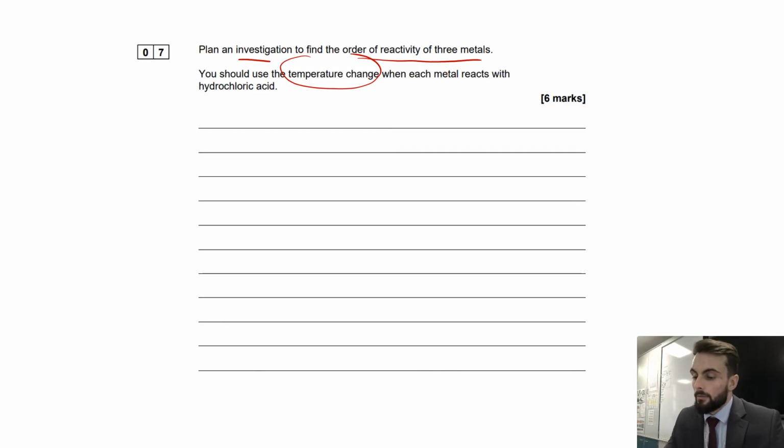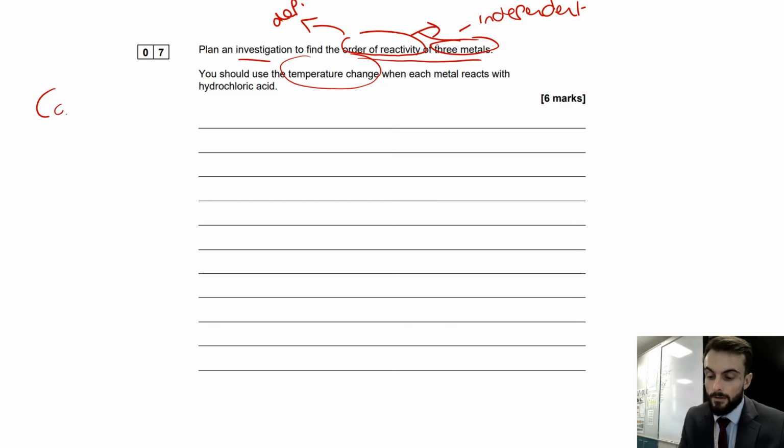So first thing I've highlighted is this, the 3 different metals is our independent variable. That is the thing we are changing. And then the order of reactivity is our dependent variable. And then there are going to be some controls in there, but we'll get to that later.